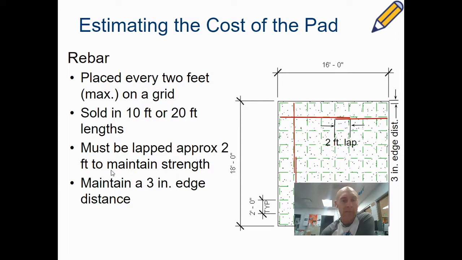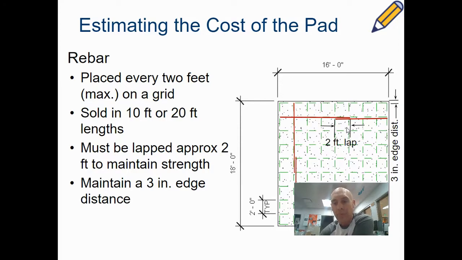So they have to be overlapped 2 feet. So this 2-foot overlap is a really important piece. And we maintain a 3-inch edge distance. That's just to make sure it doesn't stick out the edge. So we don't really need to use that in our calculation. But if you're building it, just something to keep in mind. You don't want to put it all the way to the edge where the wooden forms are that kind of hold this concrete in place. You build a little wooden wall around it, and then you pour the concrete in there. You don't want to jam the rebar up against there. Give it a 3-inch edge distance.